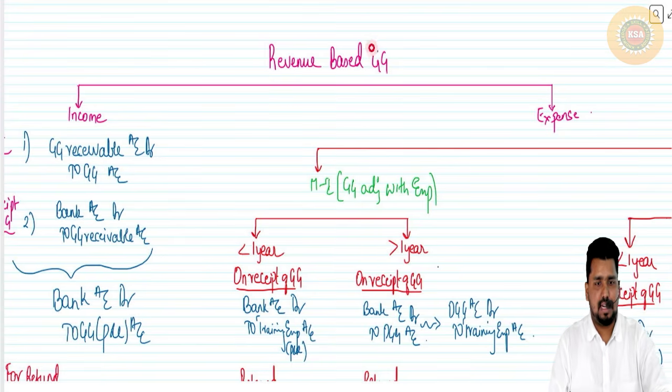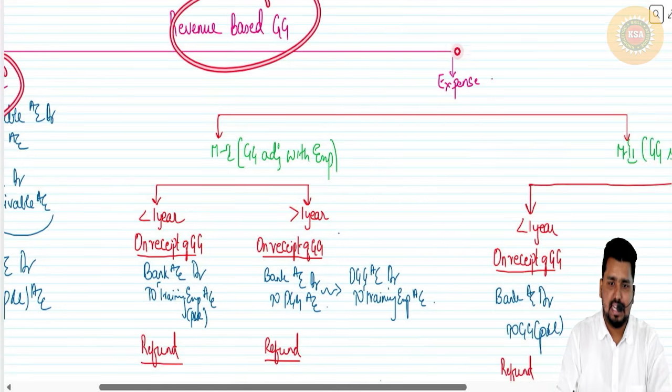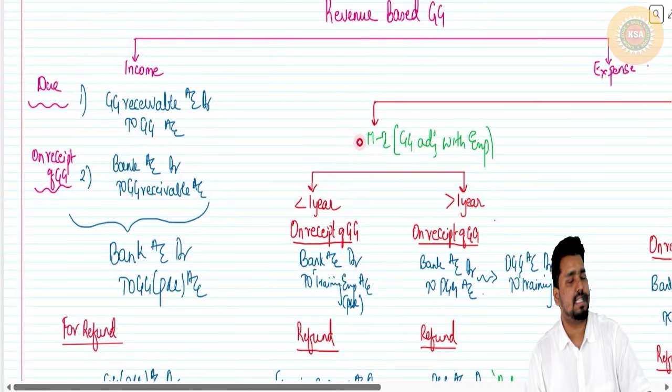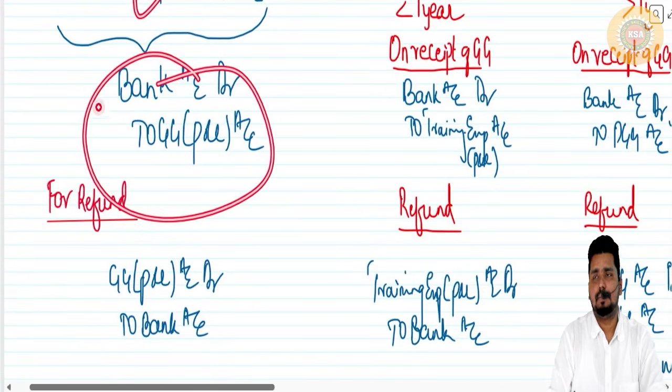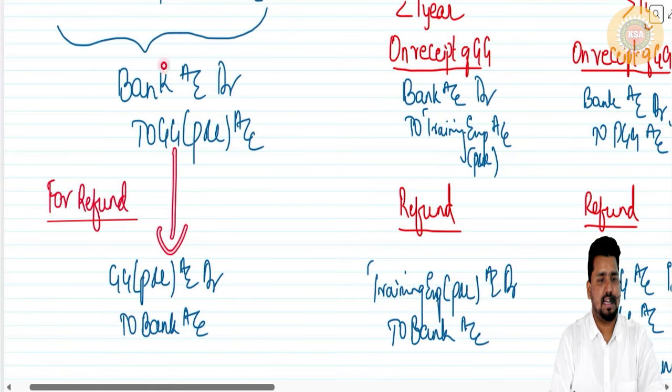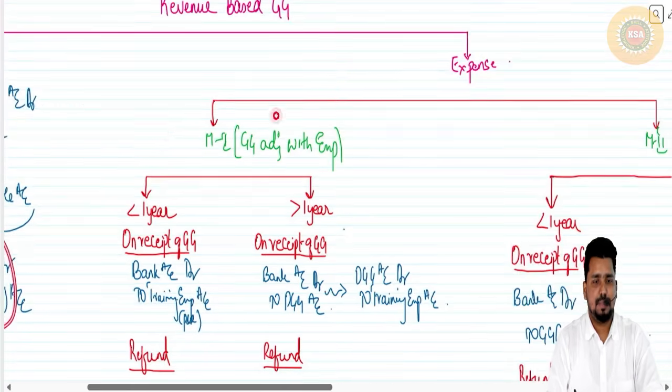Listen, revenue based grant. Come on, income based grant, expense based grant. Repeat once again, income based grant, you remember? Due and receipt entry. Net entry is bank to GG P&L. When I refund, reverse the entry. Clear? Sir, expense based grant, sir.